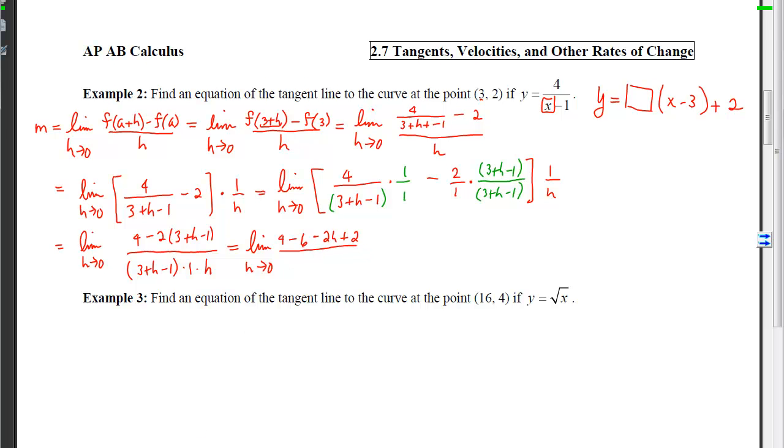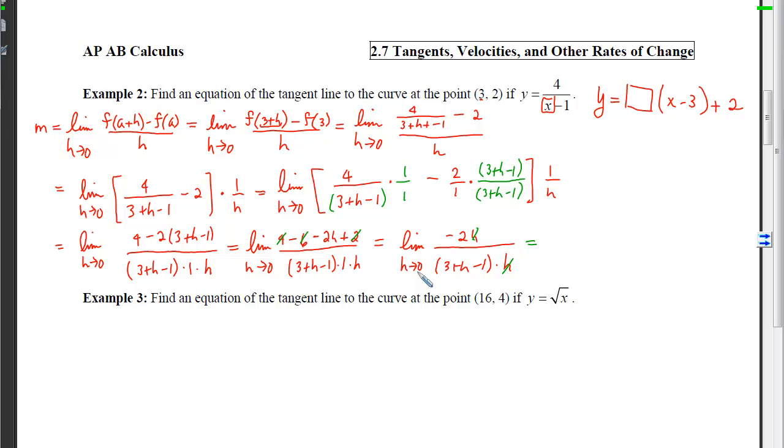All of those are going to cancel, which is very good for us because now anything that doesn't have an h in it on the top disappeared. And on the bottom, I now have an h that can be canceled. So on the top I have a negative 2 times an h, and on the bottom I have a 3 plus an h minus a 1 times a 1 times an h. Those h's can cancel, and now I no longer have an issue with h equaling 0.